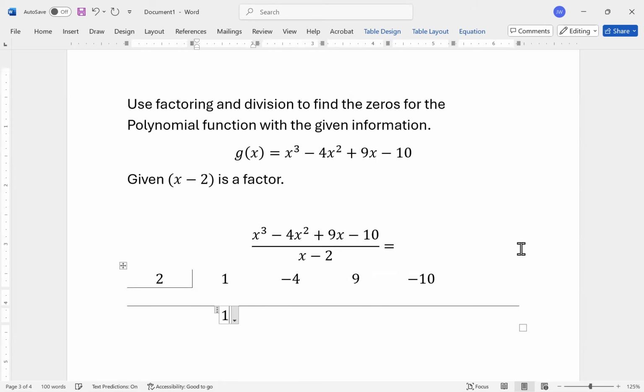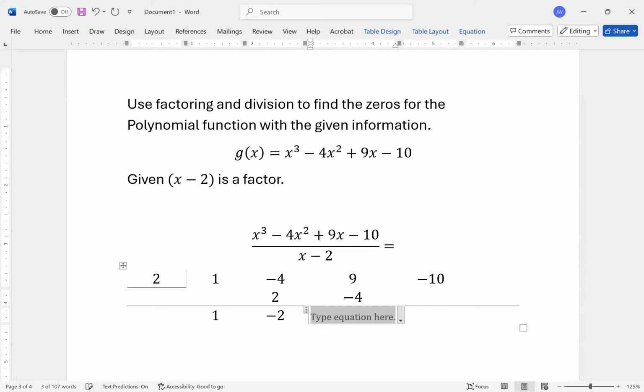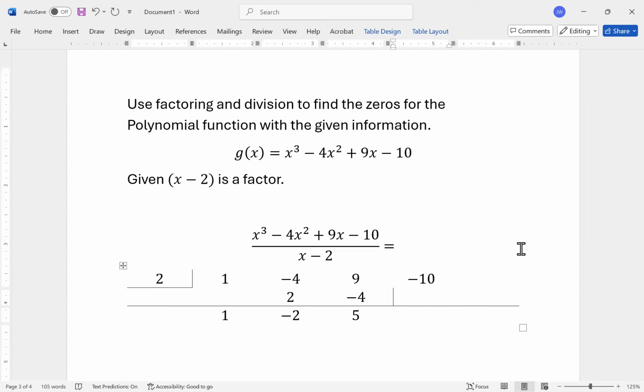Drop the 1 down, multiply by 2, add, you get a -2, multiply by 2 again, you'll get a -4. Add those two and you get a 5. Multiply that by a 2 and you get a 10. And just like we expected, we got a remainder of 0.